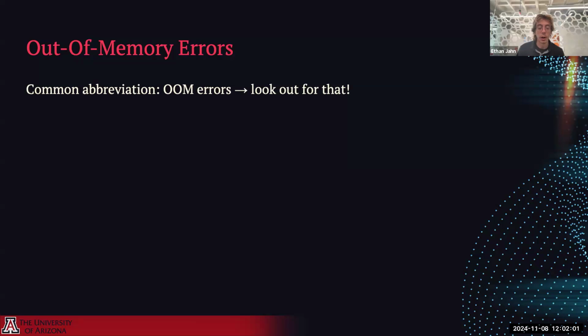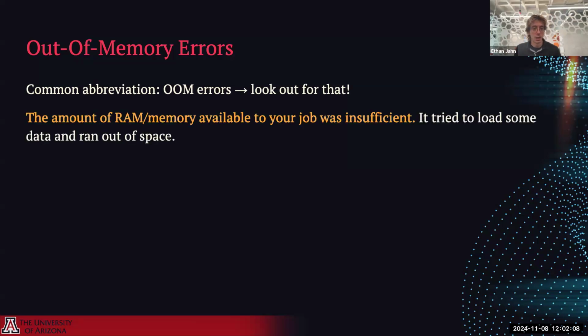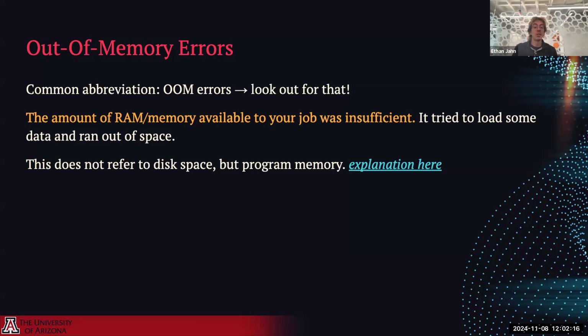Oftentimes, if you do get an error message related to this, it won't explicitly say out of memory, it will just abbreviate it to OOM, so just be aware. This means that the amount of RAM or memory available to your job was insufficient. It tried to load some data and ran out of space. This does not refer to disk space, but program memory. There's a link there if you are not sure as to the difference between the two.